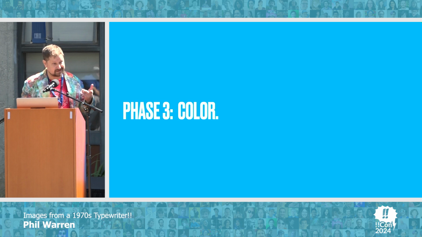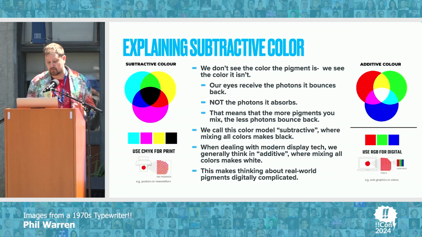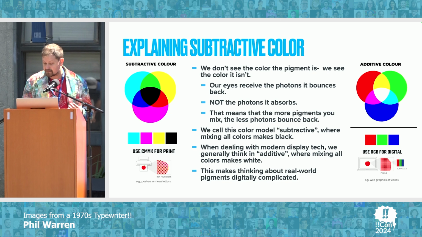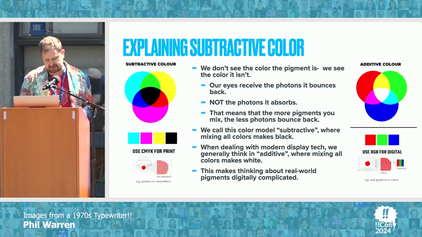Our third phase, color. Remember, when we put pigments on a real-world object, we don't see the color the pigment is, we see the color it isn't. Our eyes receive the photons it bounces back, not the photons it absorbs. That means that the more pigments you mix, the less photons bounce back. We call this color model subtractive, where mixing all colors makes black. When dealing with modern display tech, we generally think in additive terms, where mixing all colors makes white. And this makes thinking about real-world pigments digitally complicated.